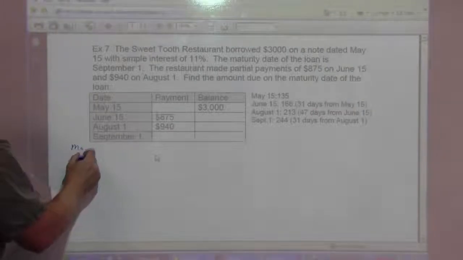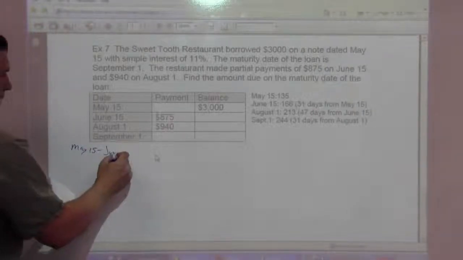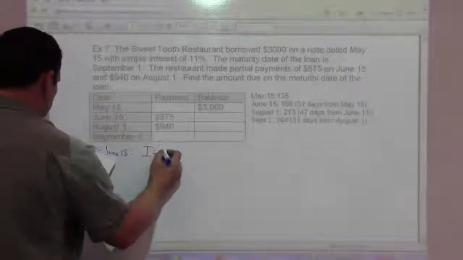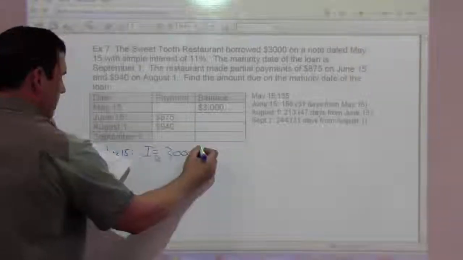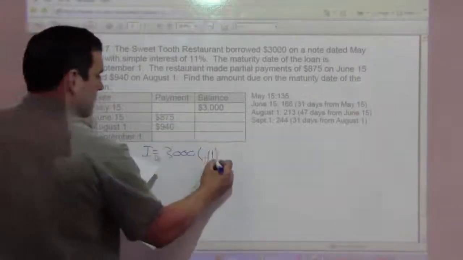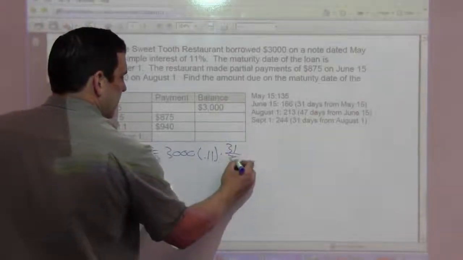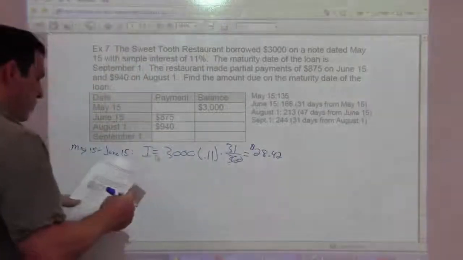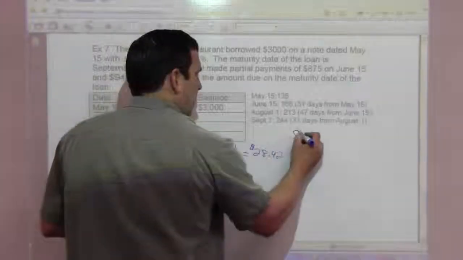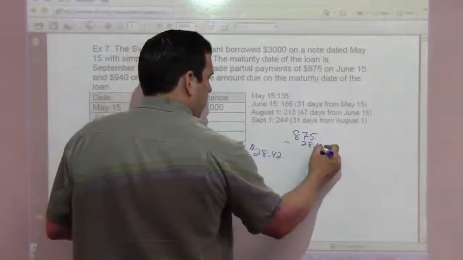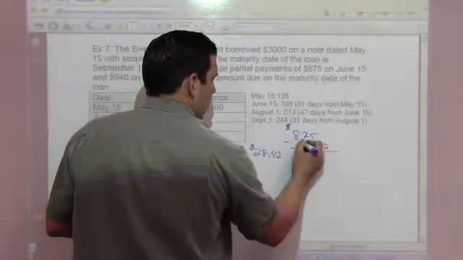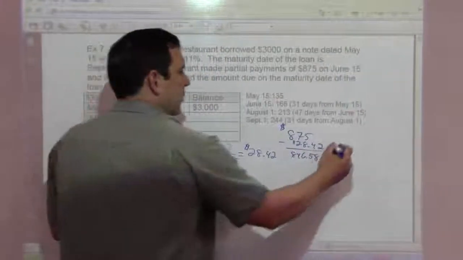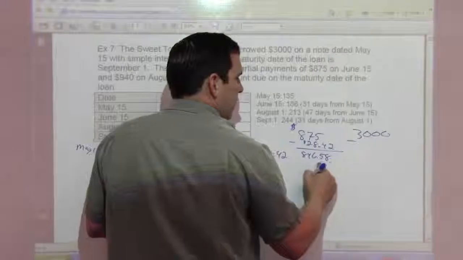So we'll first do the May 15th to June 15th. The interest is going to be $3,000. That's the total balance. Times 0.11, it's 11% interest. Times 31 out of 360. And we get $28.42. So from the $875, we subtract $28.42, and we have $846.58 left.